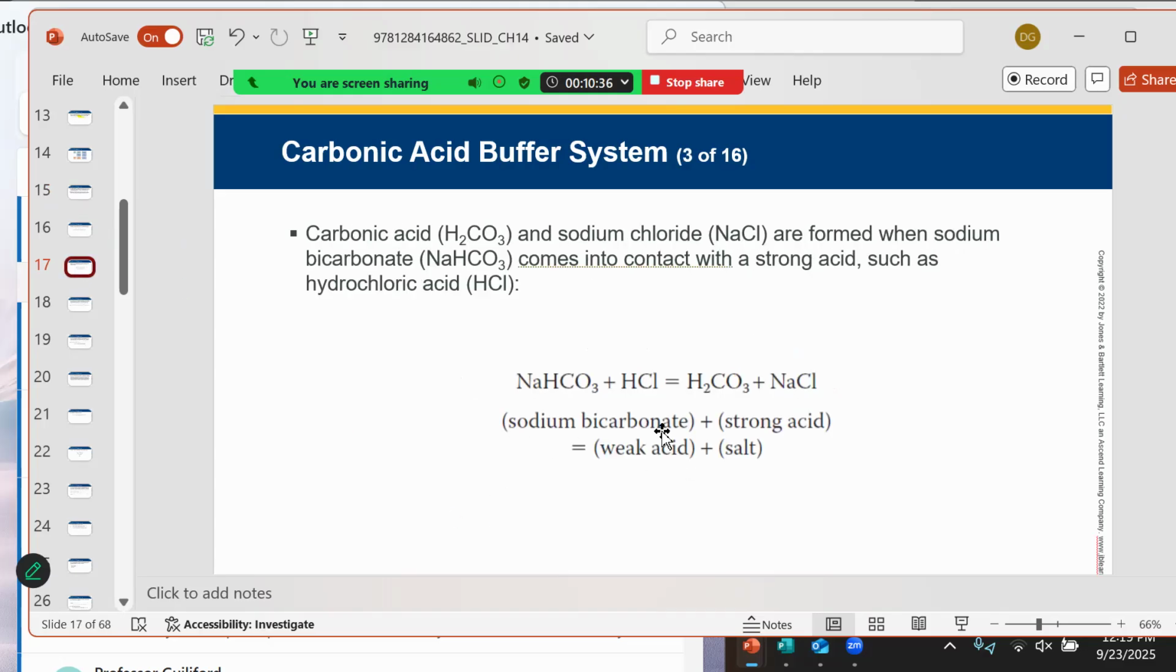Sodium bicarbonate plus hydrochloric acid gives you carbonic acid plus sodium chloride, salt. So all things that we deal with on a day-to-day basis.